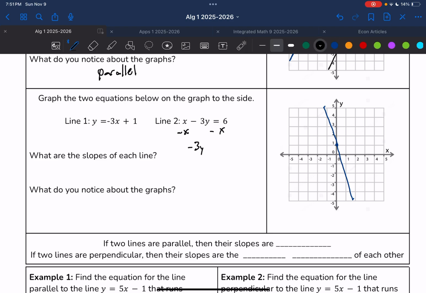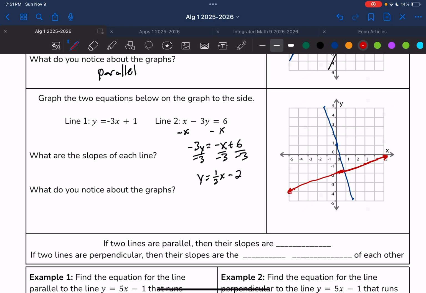-3y is equal to -x plus 6. I'm going to divide everything by -3. And we get y is equal to +1/3 x minus 2. So for that, we're going to go to -2. And we know that we have a slope of 1/3. So it's going to be something like this.